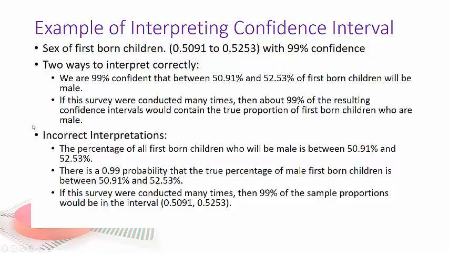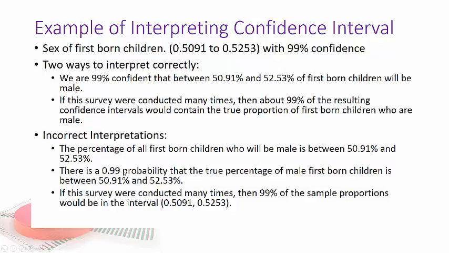If I try to say the percentage of all firstborn children who will be male is between 50.91 and 52.53, the difference is here I'm kind of saying it is. Here I had a confidence level. So that's what makes this an incorrect interpretation.